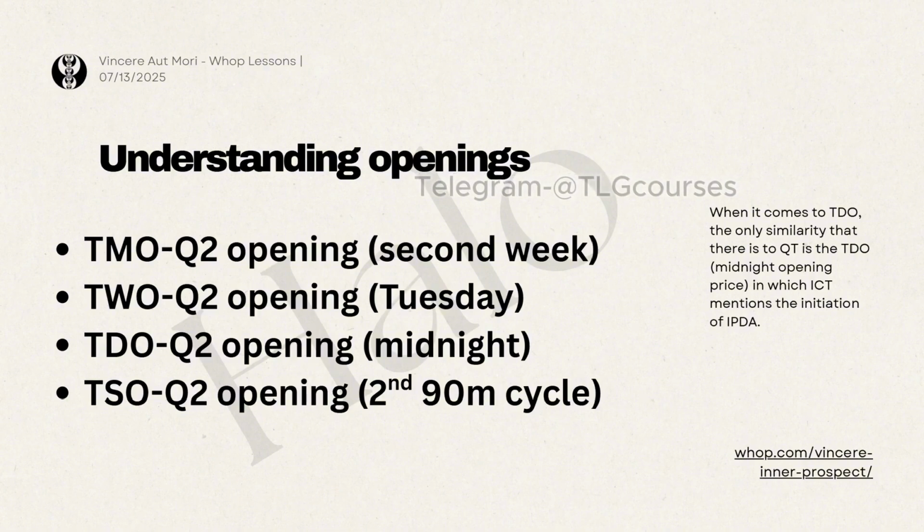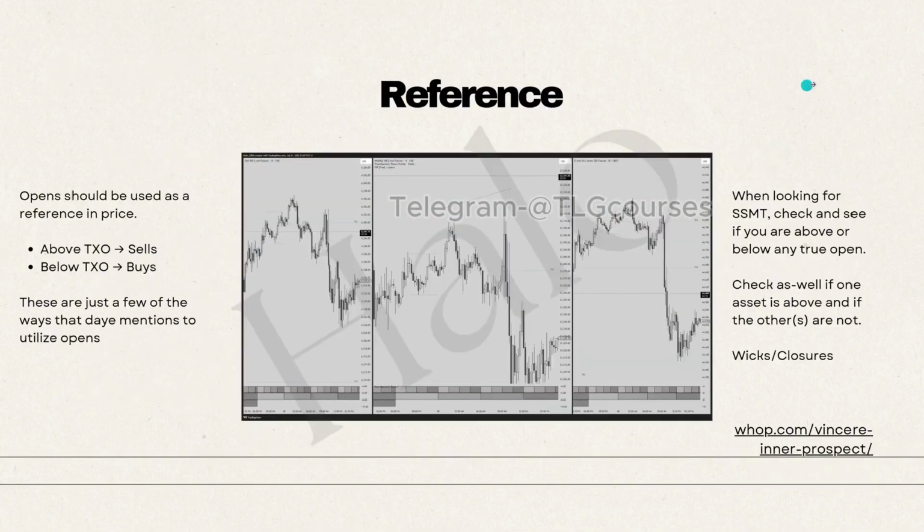When it comes to true day open, the only similarity that there is to QT is that the true day open is a midnight opening price, which is what ICT mentions as the initiation of the IPDA. So TDO is pretty much the primary thing you're going to be looking for with your intraday trading. When you guys are looking at swings, you'd be incorporating true week, true month, so on and so forth. So opens should be used as a reference in price.